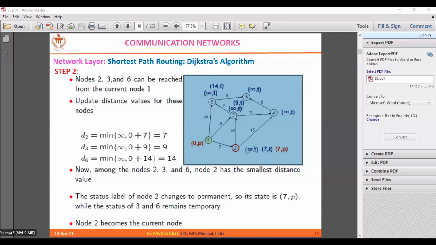Next, 2 is connected to 4. What happens over here? The cost at 2 is 7 and the cost of the link between 2 and 4 is 15. 15 plus 7 is 22. 22 is less than what is existing at 4, which is infinity. Therefore, at 4, I am going to replace infinity by 22.